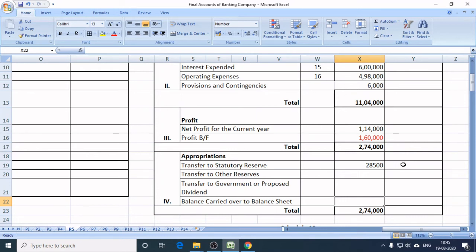See, let me tell you. Out of 2,74,000, we have transferred 28,500. So remaining is the balance, and this balance will be carried over to balance sheet. Now both these figures, transfer to statutory reserve and balance carried over to balance sheet, we have to mention in schedule number 2. Schedule number 2, these two figures, 28,500.